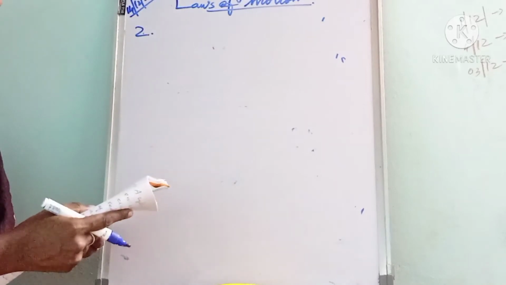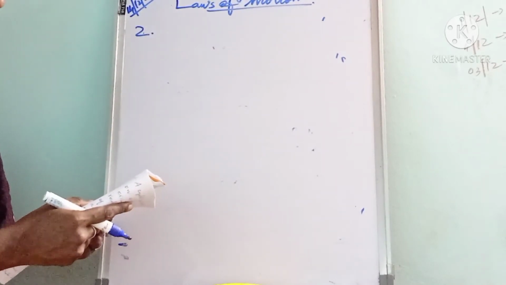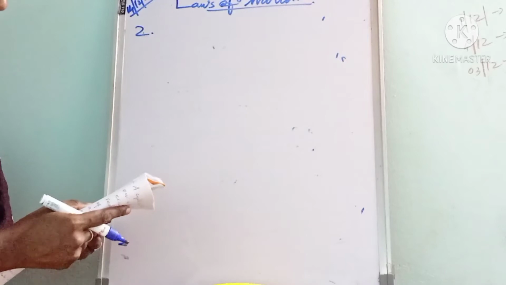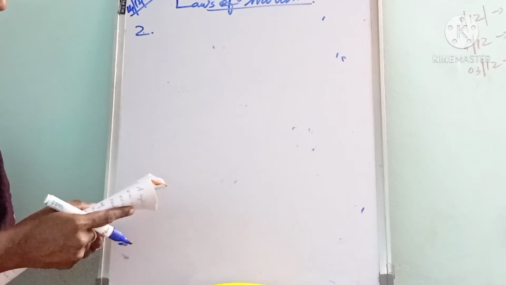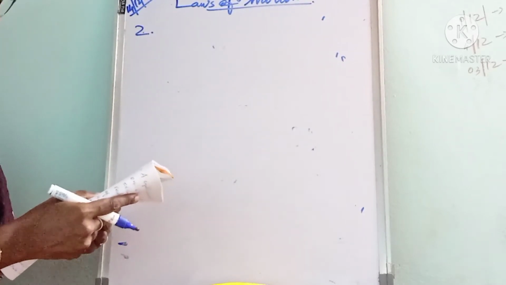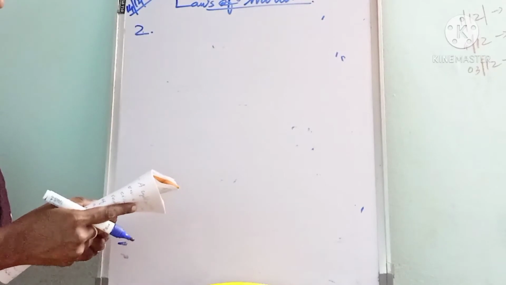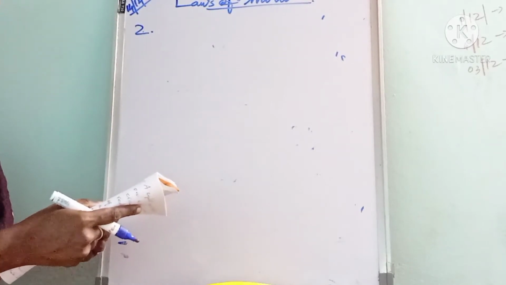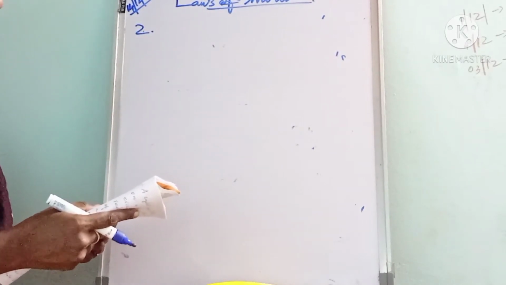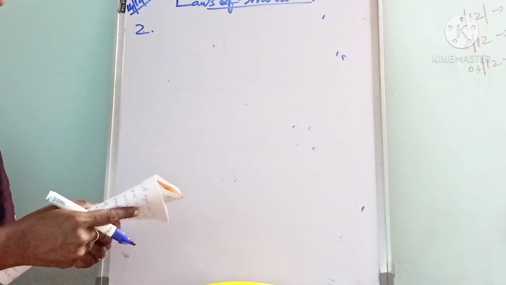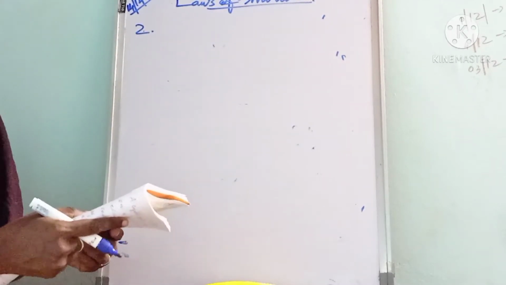Okay, the second question is, a bullet of mass 10 gram is fired from a gun of mass 8 kg with a velocity of 160 meter per second. Find the velocity of recoil of gun. Okay, so we have to find the recoil velocity of the gun.